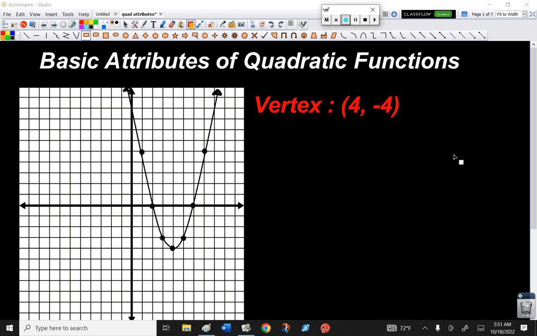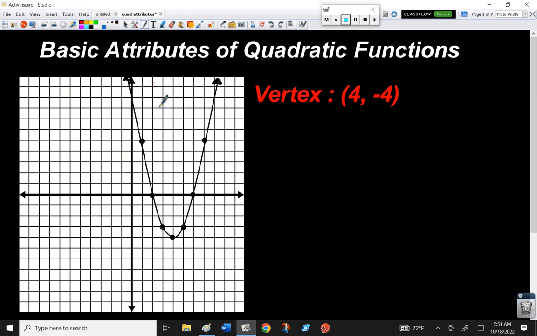Ladies and gentlemen, right here we have a quadratic or a parabola which has a vertex at (4, -4). That is this point right here that we call a vertex. Notice that the quadratic function, unlike the absolute value, is nice and curvy.